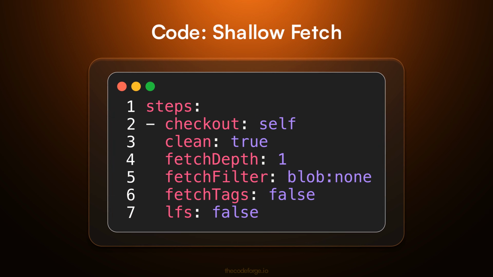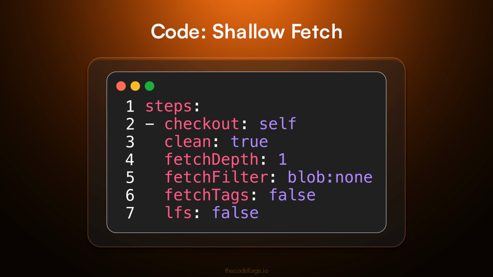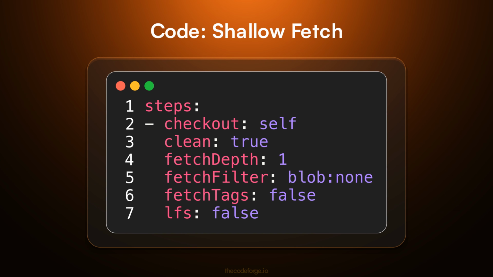Here's a CI checkout step with shallow fetch. Fetch depth 1 grabs only the latest commit. Fetch filter blob:none skips file content until needed. This is the production-grade default.